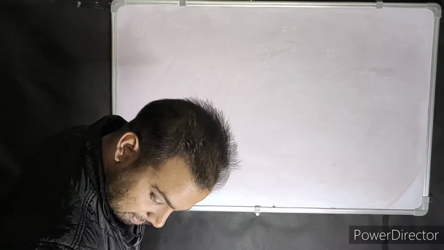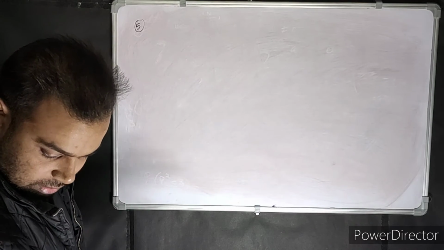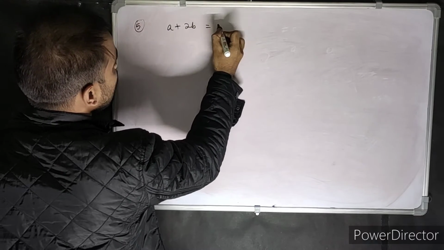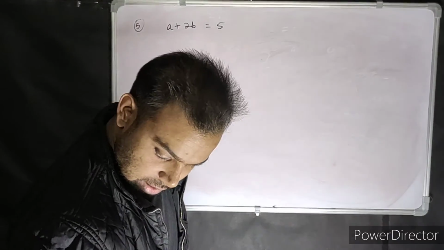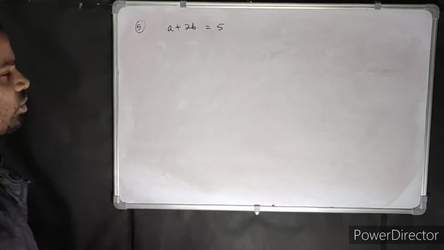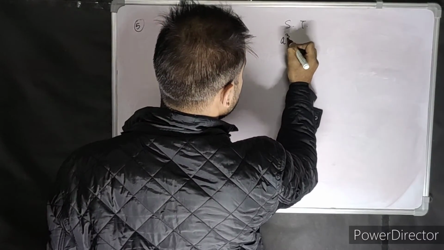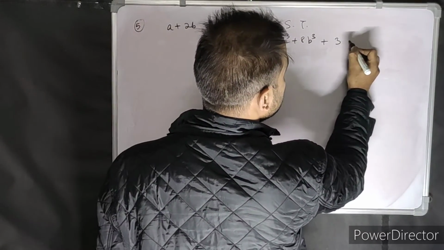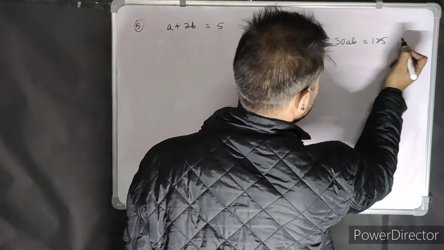Anyways, question number 5. It's a plus 2b equal to 5. Now show that a cube plus 8b cube plus 30ab is equal to 125. You have to show this.